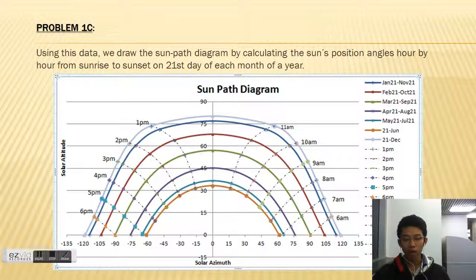From this data, we use Excel to draw the sun path diagram by taking the beta and phi s of each month one by one. To draw the timeline, we take the altitude angle and azimuth angle at the same moment from the different months within the range of the sunrise and sunset.